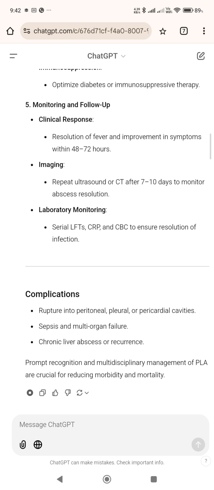Complications. Rupture into peritoneal, pleural, or pericardial cavities. Sepsis and multi-organ failure. Chronic liver abscess or recurrence. Prompt recognition and multidisciplinary management of PLA are crucial for reducing morbidity and mortality.